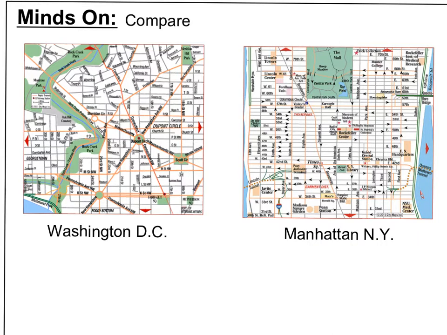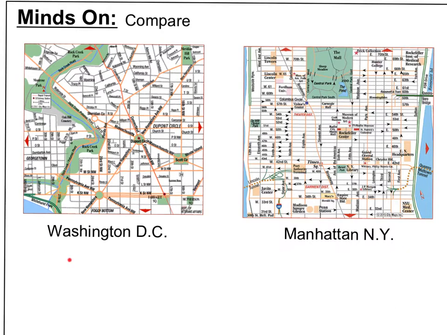You may have also noticed that these orange lines run perpendicular to these gray lines, which means they intersect at right angles. The other thing you may have noticed is that, with the exception of Broadway, most of the lines in Manhattan are either parallel or perpendicular to one another.